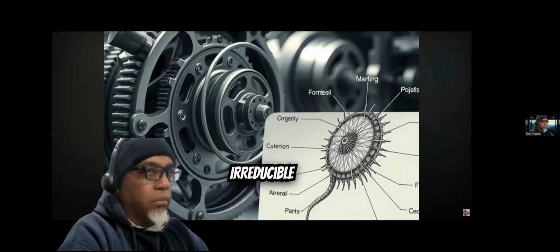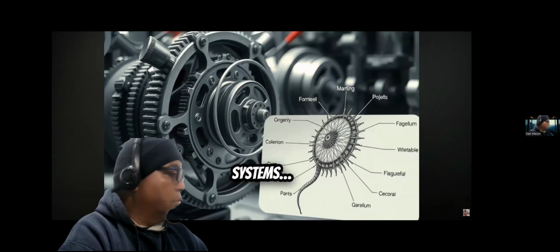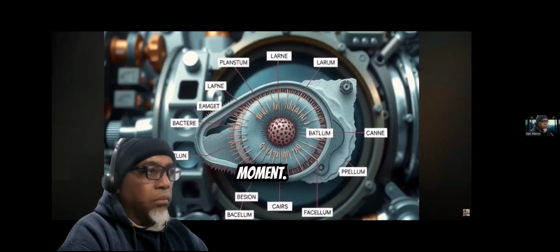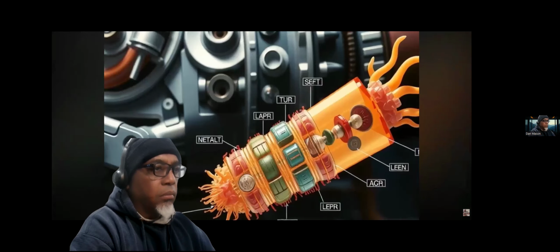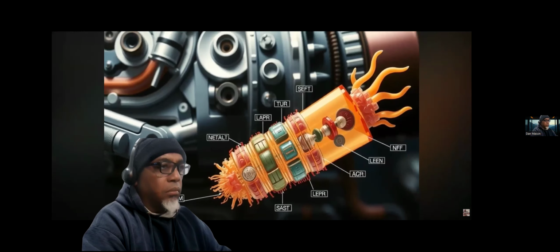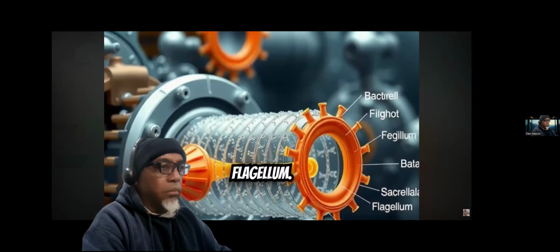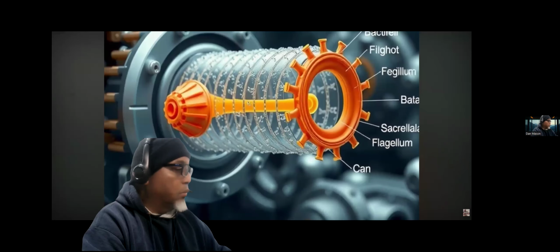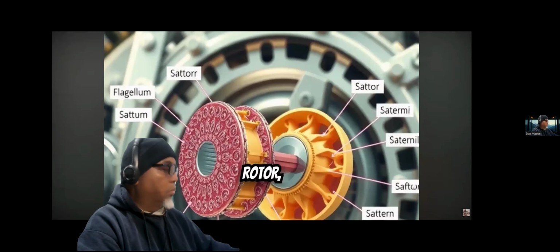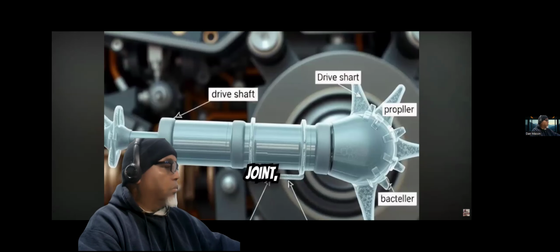Irreducible complexity in biological systems. Some biological devices can't work unless all of their parts are present at the same moment. This idea of irreducible complexity may be found in many places in nature. A good example is the bacterial flagellum. This tiny motor helps bacteria swim. It has a rotor, stator, drive shaft, universal joint, and propeller.